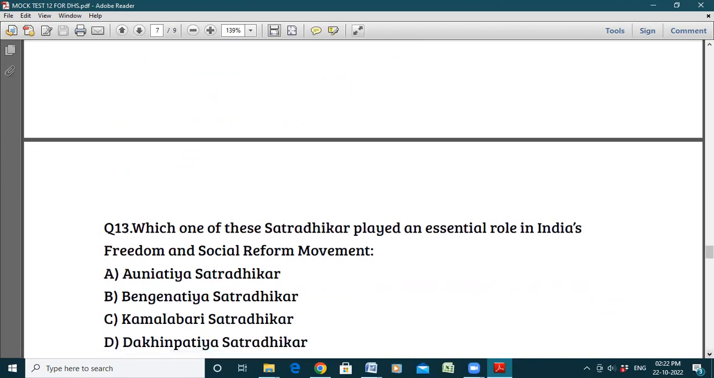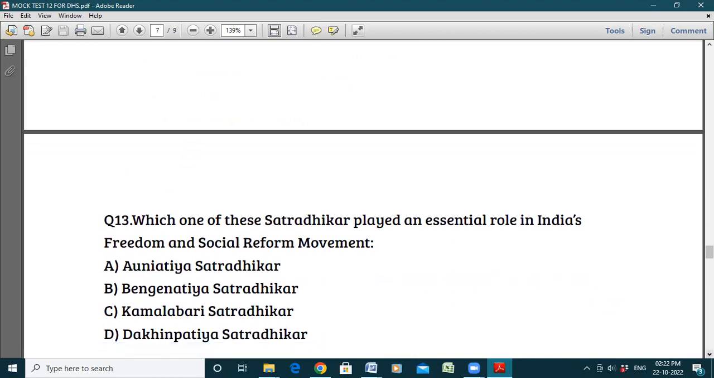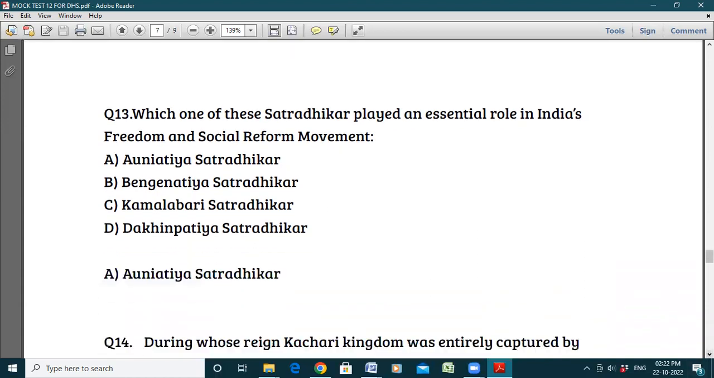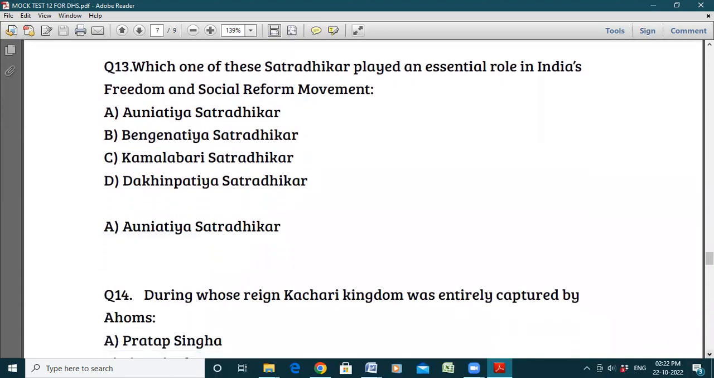Then question number 13: which one of these Satradhikars played an essential role in India's freedom and social reform movement? Which Satradhikar is seen doing good work in the Indian freedom movement and in social reform? That is option A, Auniati Satradhikar. Auniati Satradhikar is the correct option, that is option A.